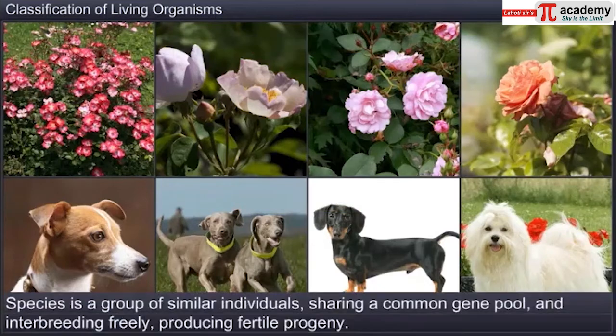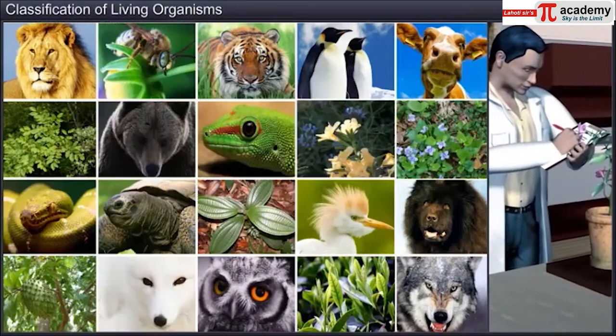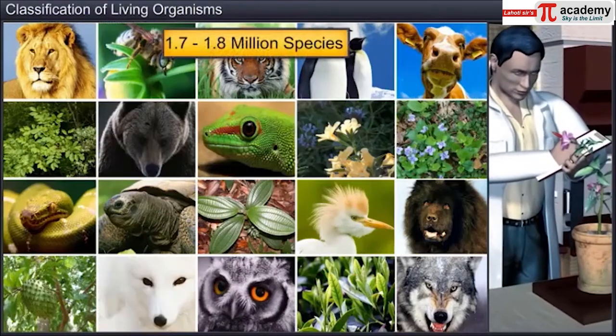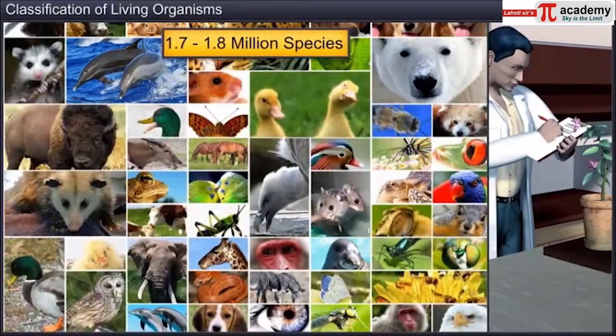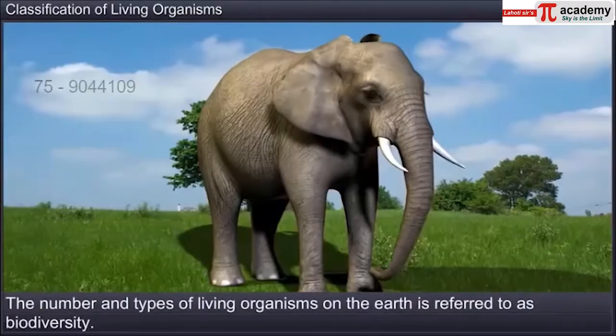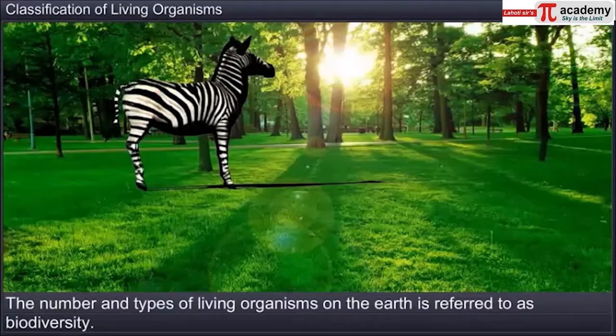In other words, species is a group of similar individuals sharing a common gene pool and interbreeding freely, producing fertile progeny. Today, there are about 1.7 to 1.8 million species known to us, and this number is ever increasing as we explore new areas along with the old ones. The number and types of living organisms on the Earth is referred to as biodiversity.